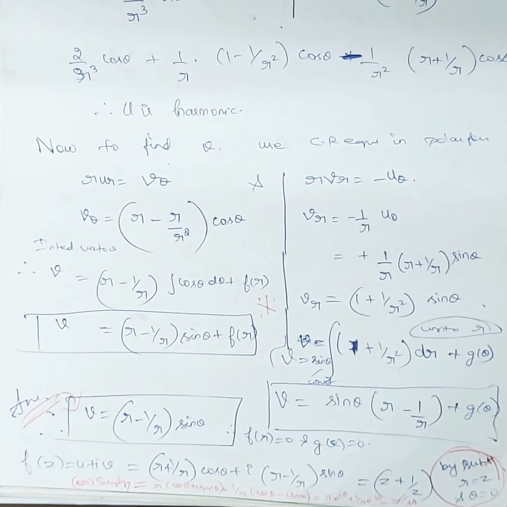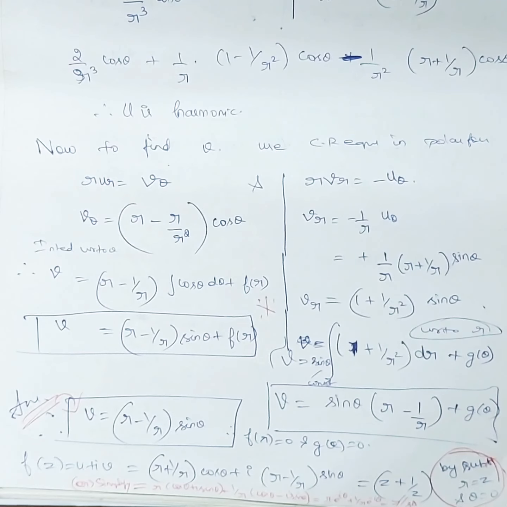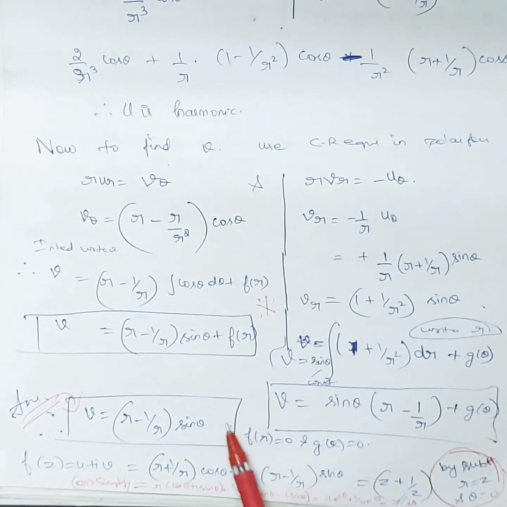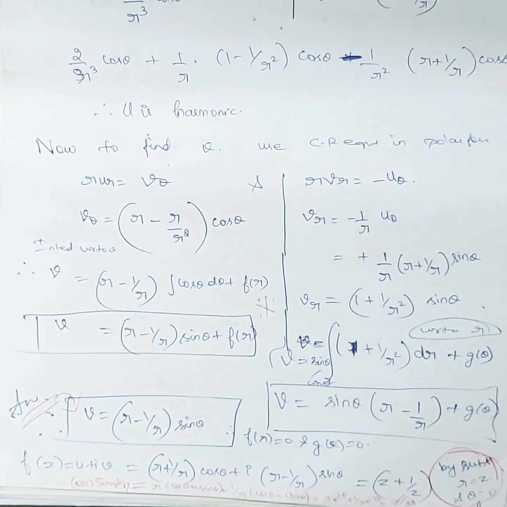And we have to construct the analytic function too. So f of z is u plus iv. U I have written, plus i into v also I have written. And what we will do? Substitute r as z and theta as 0. So we will get z plus 1 by z as a solution.